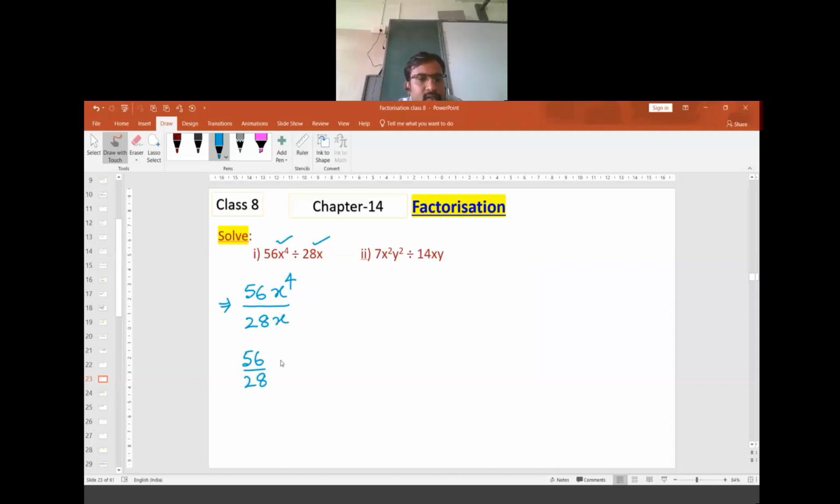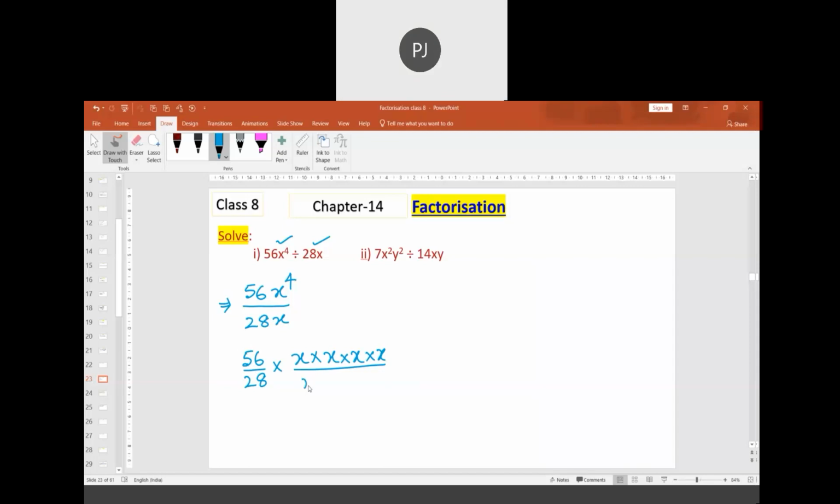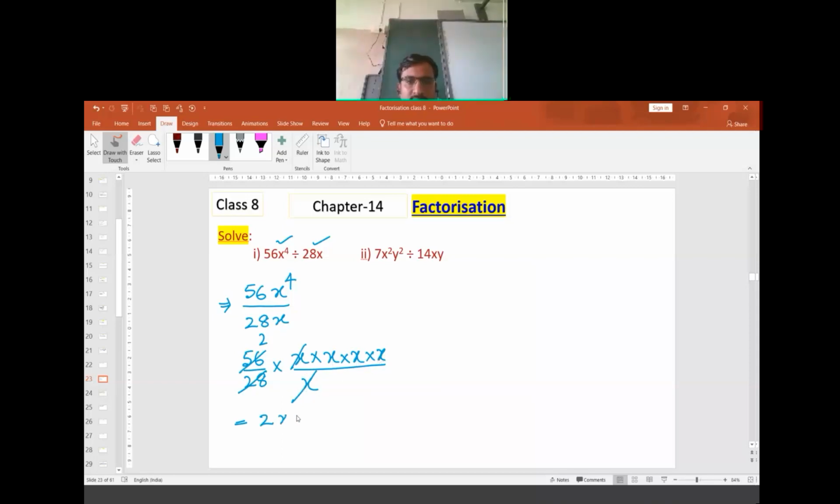According to the previous steps, the numerical coefficients are to be divided, followed by the algebraic variables. 28 divided by 28 is... 56 divided by 28 is 2. One of the x will get cancelled, so we get 2 times x cube. This is one way to tell the answer.